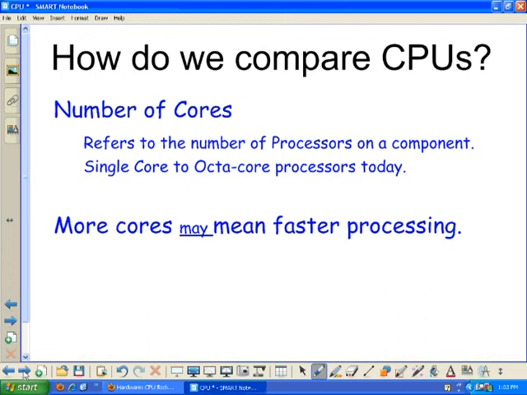Does anybody know how many cores we can have on a computer or a processor right now? 8. The fastest has 8. It's an octa-core, which means it looks just like this one, AMD. It looks just like this one. Okay? But inside this, there are actually 8 processors in here. And an octa-core. This one obviously is not octa-core.